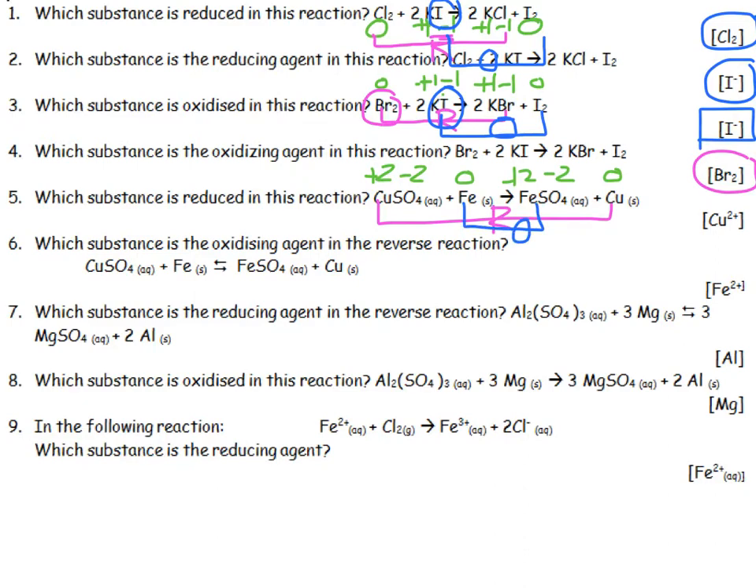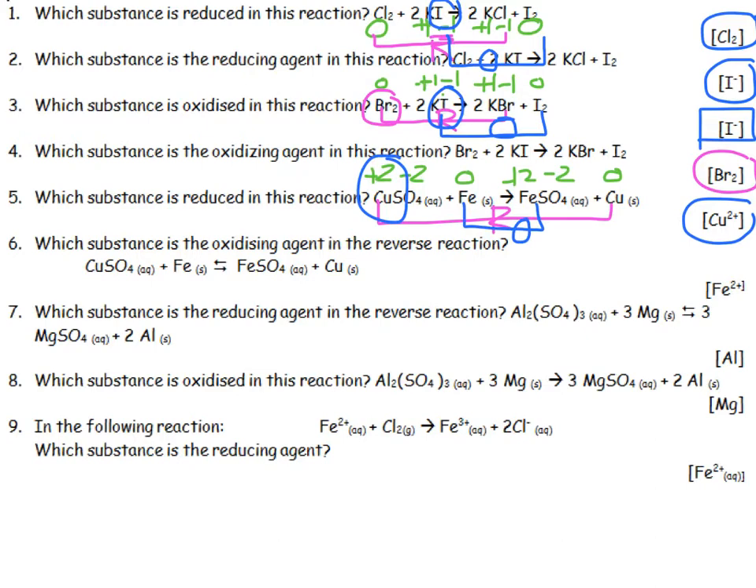So which substance is reduced? It is the Cu2+ ion that is reduced, not the copper sulfate as a whole. The sulfate is just a spectator ion. Very boring. Which substance is the oxidizing agent for the reverse reaction? So it's the same thing. The oxidizing agent for the reverse reaction, everything just flips around for the reverse reaction.